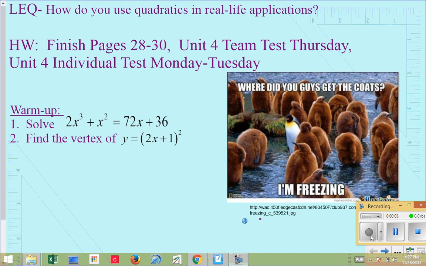Today is day 14 of Unit 4. We started today with a warm-up, so pause the video, try the warm-up, and then play to check your answers.